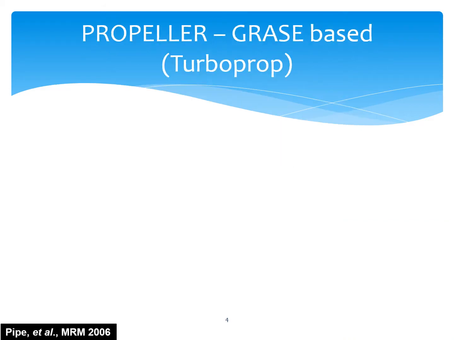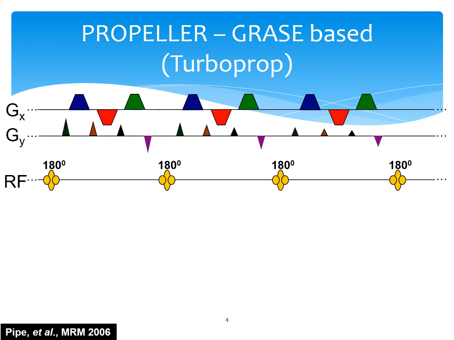Let's now take a look at the gradient and spin echo based Turboprop sequence. In Turboprop, which is built upon the gradient and spin echo GRASE sequence, each spin echo is divided into multiple gradient echoes. In the figure, we see a segment of a single TR where each spin echo consists of 3 gradient echoes. And each gradient echo is used to acquire a separate line of K-space.